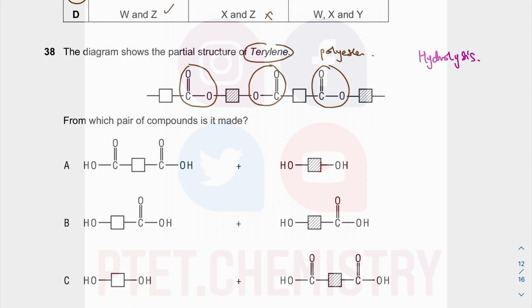When we hydrolyze the ester, we will break this ester bond, the new bond that you form when you form the ester. This thing there would give you a white colored box, and that will give you a carboxylic acid. So this gives you the carboxylic acid and carboxylic acid bit. So the white colored box is carboxylic acid and carboxylic acid.